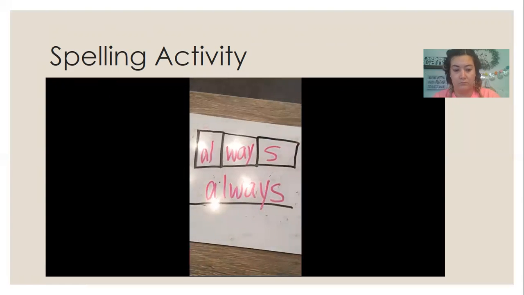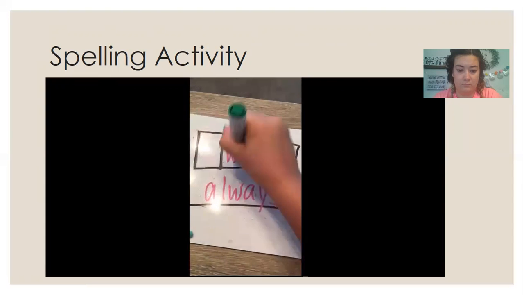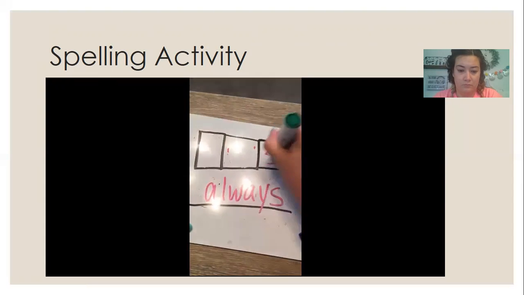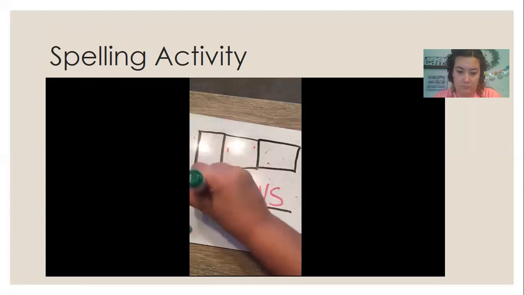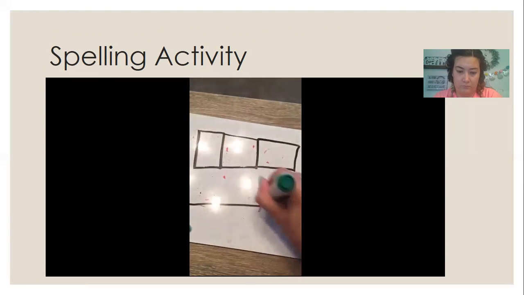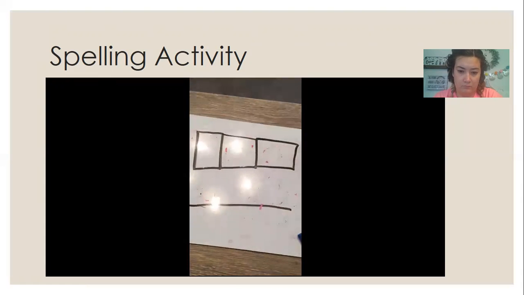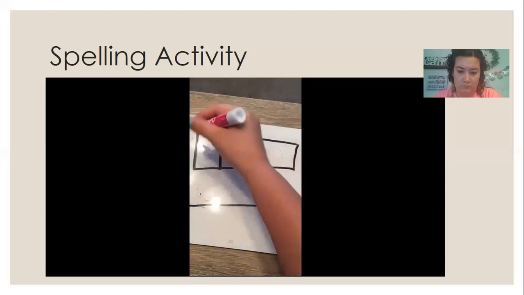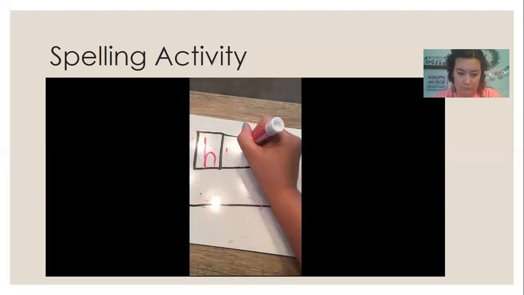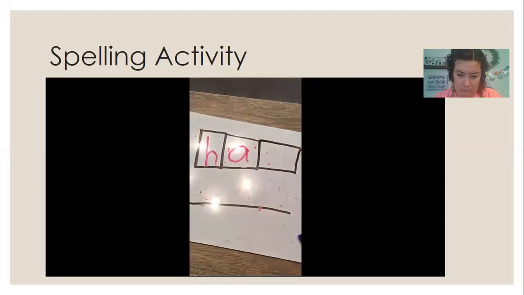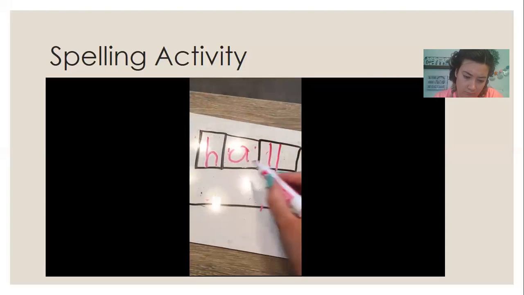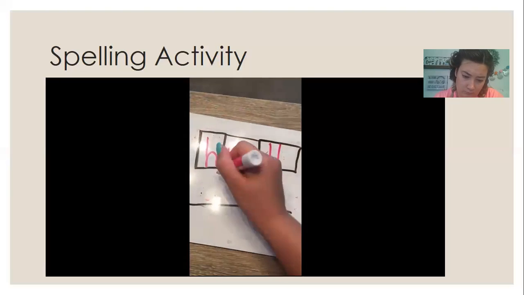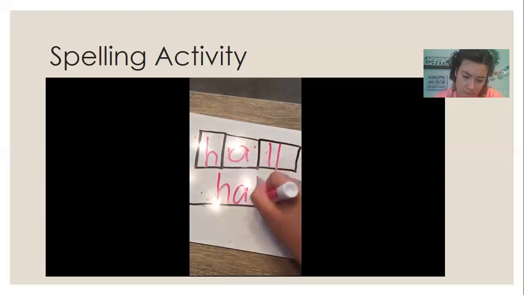Now this one isn't just A-L, it's A-L-L. So we're going to say the word haul, but we have to segment the word and sound it out. H, ha, ha. You hear it? A, ah. Double L. Ha, ah, haul. Haul.